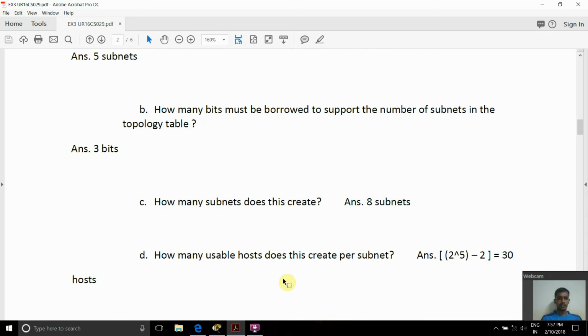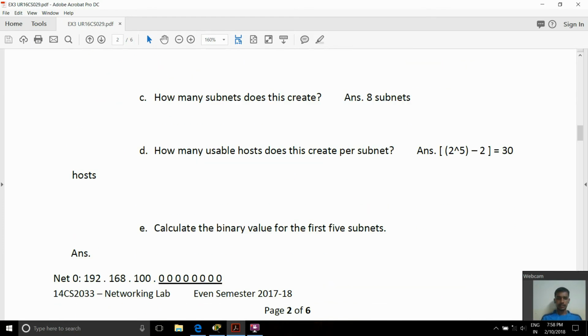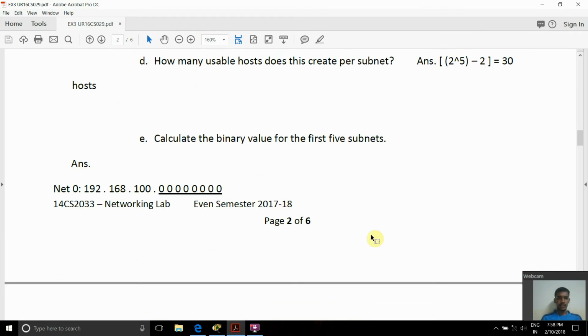So how many usable hosts does this create per subnet? The number of usable hosts is 2 to the power of 5. So we get 32. The first one is the network address and the last one is the broadcast address. So subtracting 2, we get 30. Then calculate the binary value for the first 5 subnets.